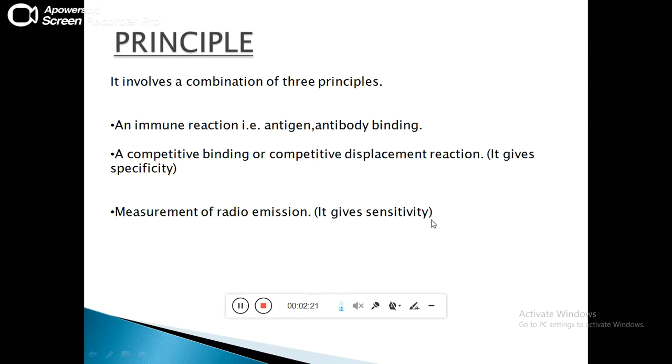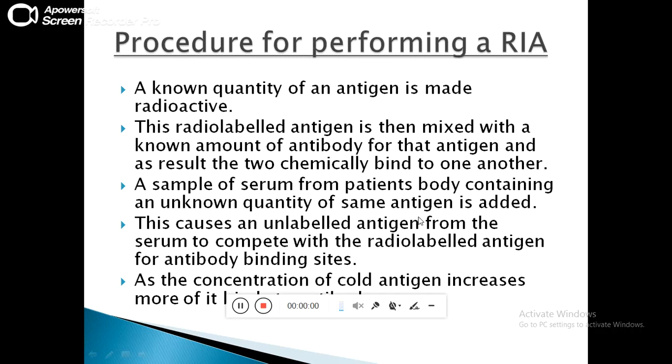Third is the measurement of radio emission. After the incubation is over and the competition has been held, the supernatant is collected, which consists of free or displaced antigen. That supernatant is used to measure the radioactivity, as the radioactivity would be more if the concentration of radio-labeled antigen in that supernatant is more. This is how the principle of the radioimmunoassay works.